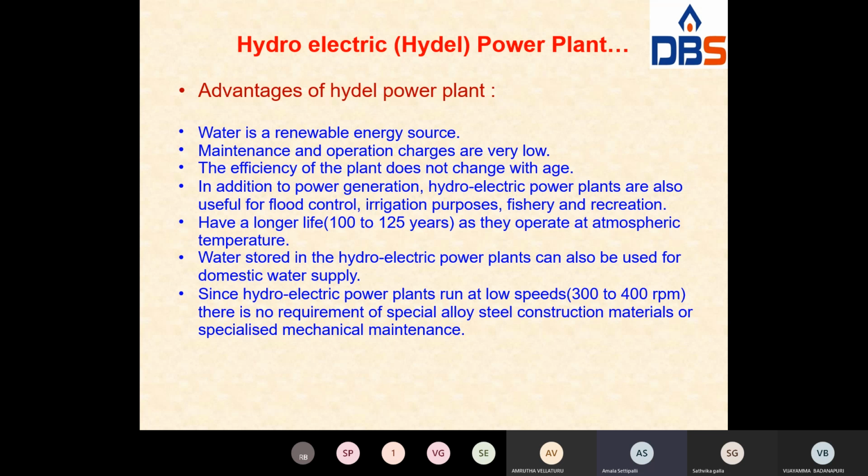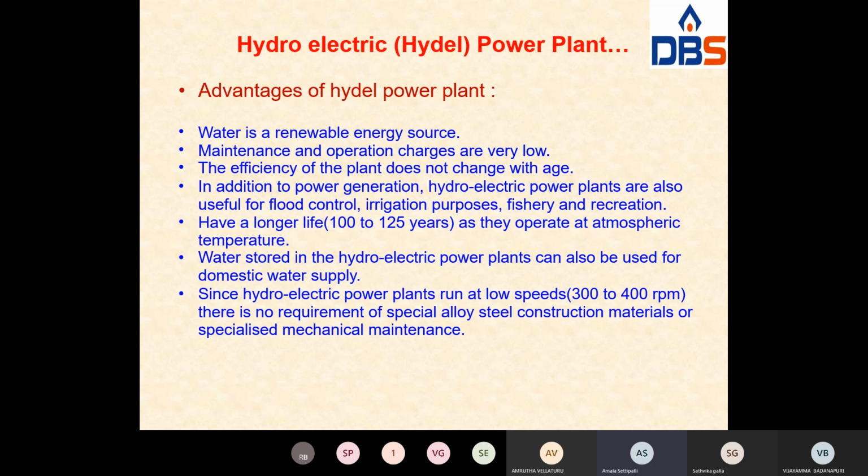In addition to power generation, hydroelectrical power plants are also useful for flood control, irrigation, fishery and recreation. For the purpose of electrical power generation, you construct a reservoir, and behind the reservoir you construct a dam.